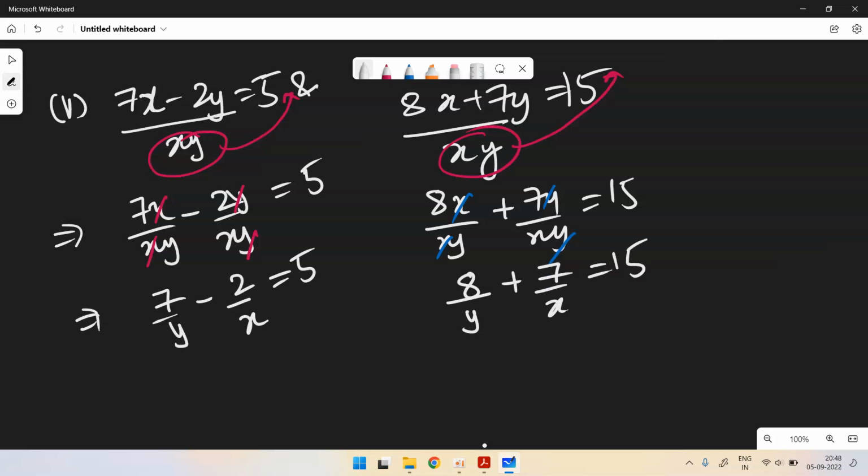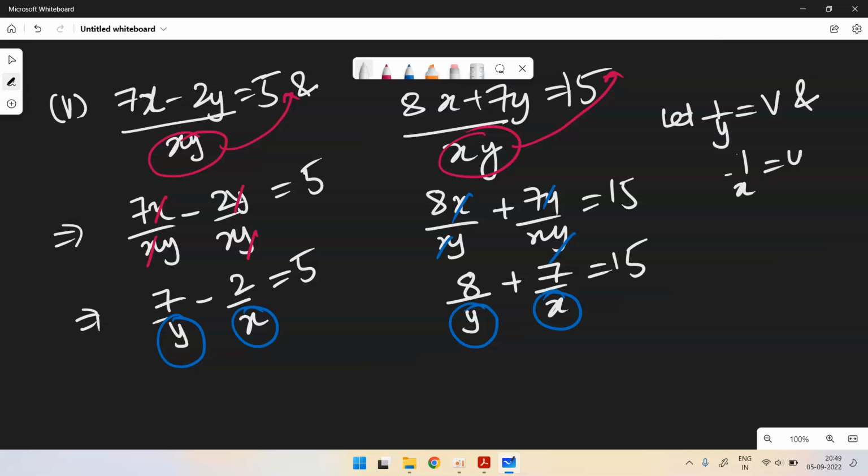Even if you see that 8 plus 7 is 15 and 7 minus 2 is 5, you still need to calculate the whole answer, because the exam will not give you marks for your thinking skill. It's only in MCQ that you need to apply your thinking skill. So y and y are common, x and x are common. From here you must have got the idea. You have to take let 1 by y equal to v and 1 by x equal to u.